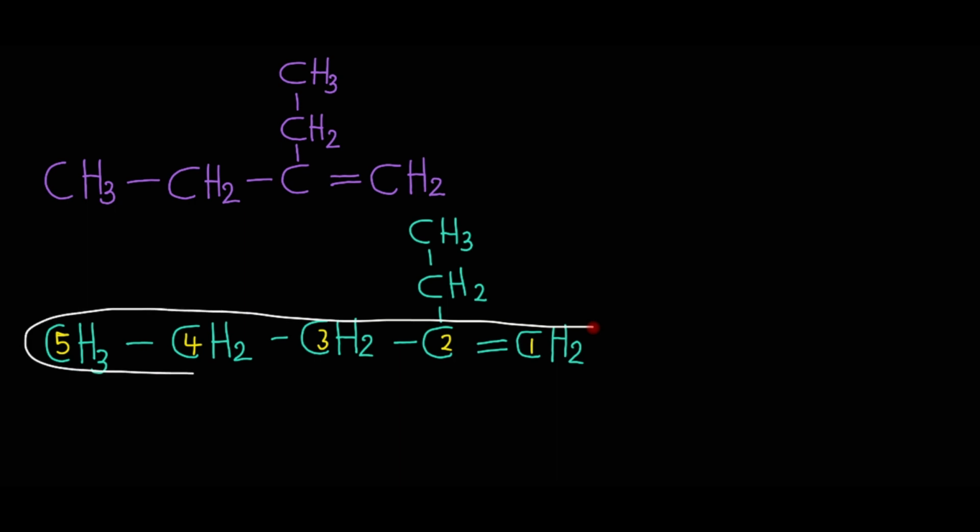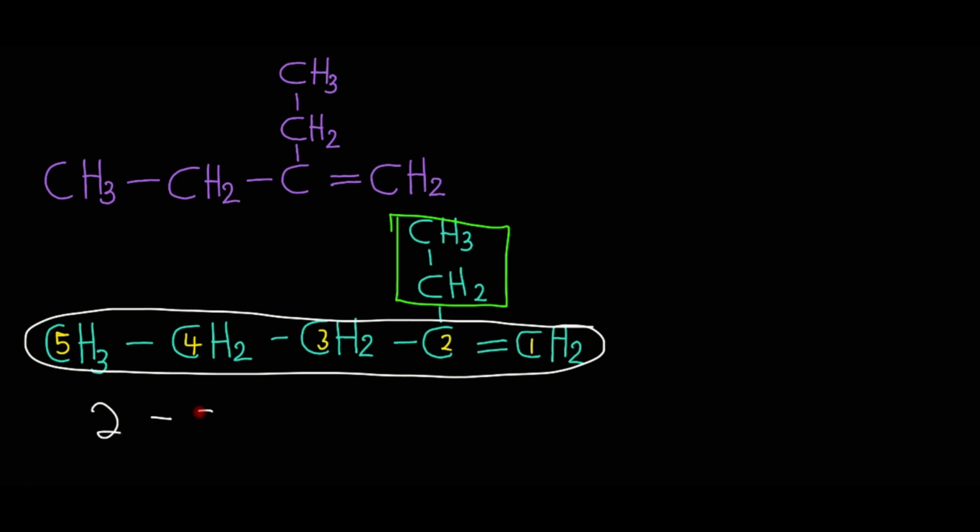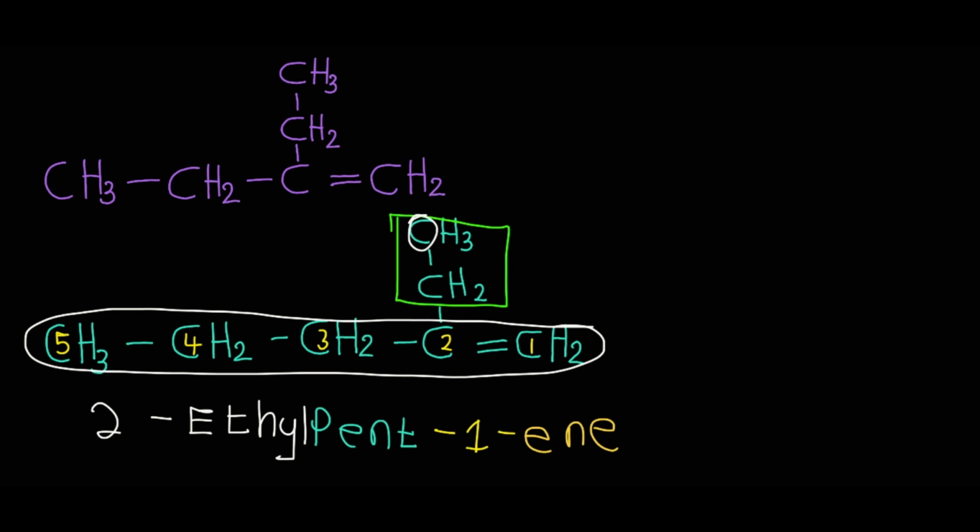So this is our chain, and this is our substituent. So now we can name. This is 2-ethyl because only 2 carbons: 1, 2 is 2-ethyl. And then only 5 carbons, which is pent. And this double bond requires carbon 1, and from there the suffix is ene, and this is the name.